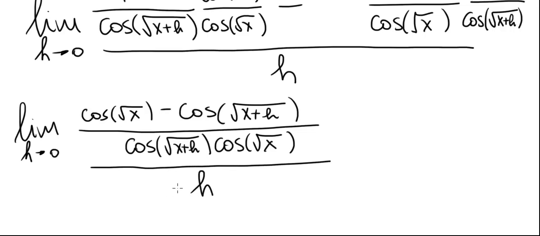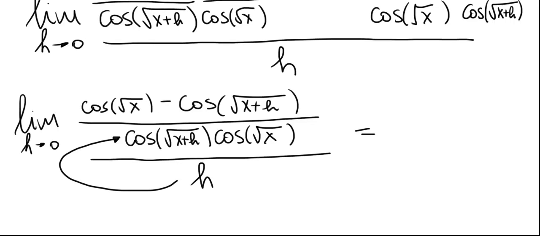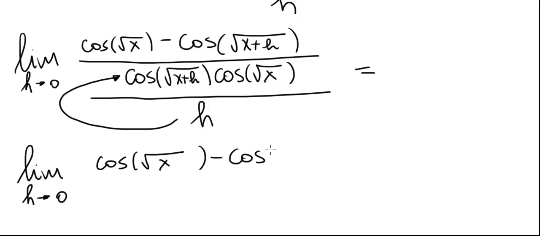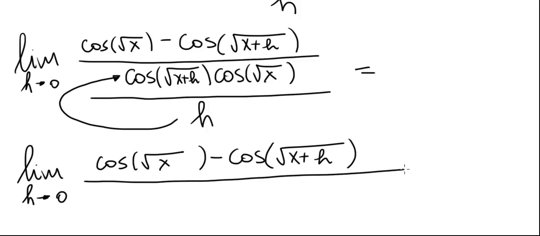Now this is equivalent to having h slide right over here into this denominator and multiply cosine of square root of x plus h times cosine of square root of x. So let's write that. This is equal to the limit as h approaches 0 of cosine of square root of x minus cosine of square root of x plus h, divided by h times cosine of square root of x plus h times cosine of square root of x.